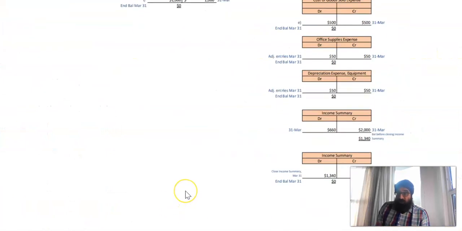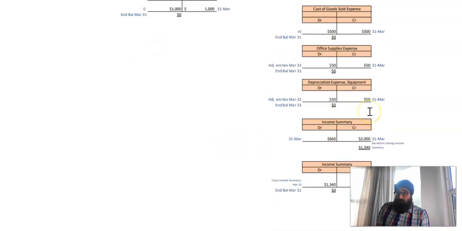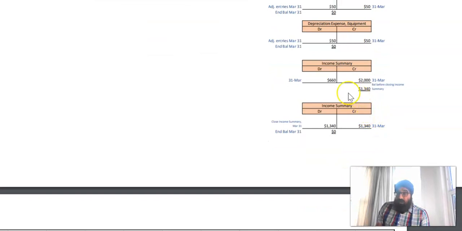So everything that's temporary has been closed, right? The closing entry has been included. The only one that hasn't been closed is income summary, which should also have been closed, right? Because we did make a journal entry to remove the 1340 out of it. If you remember, we talked about that.